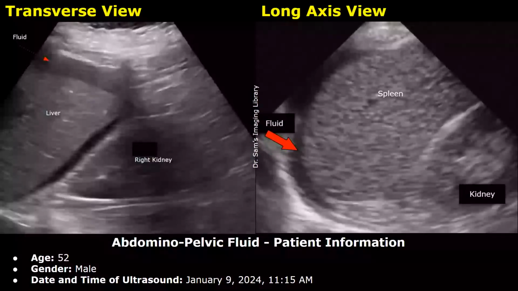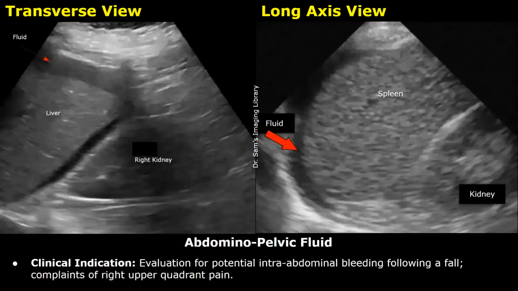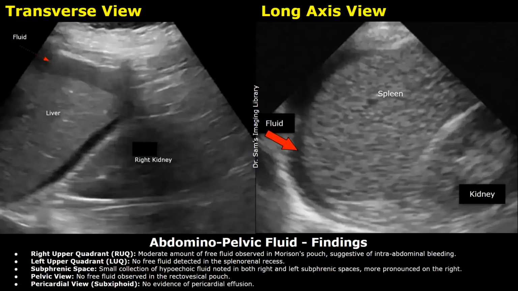Here is another case of abdominal pelvic fluid. The patient is 52 years old, male. The date and time are 9th January 2024, 11:15 a.m. Clinical indication: evaluation for potential intra-abdominal bleeding following a fall, complaints of right upper quadrant pain. These are the findings: right upper quadrant, moderate amount of free fluid observed in Morrison's pouch, suggestive of intra-abdominal bleeding.